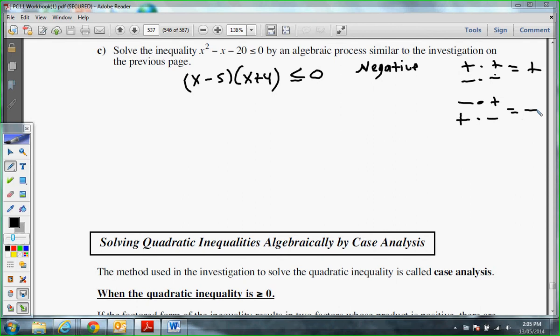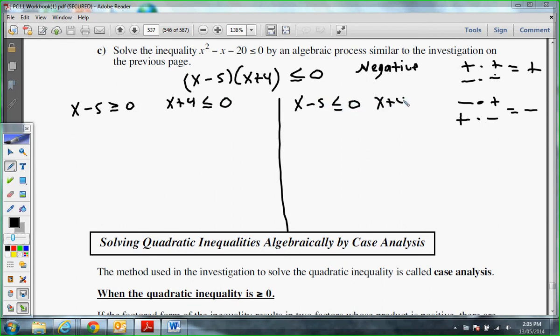Okay, and so I have to do 2 cases. That's why it's called case analysis. We're going to do x minus 5 being positive and x plus 4 being negative. And I'm going to do x minus 5 being negative and x plus 4 being positive. That's my 2 cases for when the whole answer will be negative. And we just quickly solve. I'm going to get x greater than or equal to 5, x less than or equal to -4. And then x less than or equal to 5, and x greater than or equal to -4.